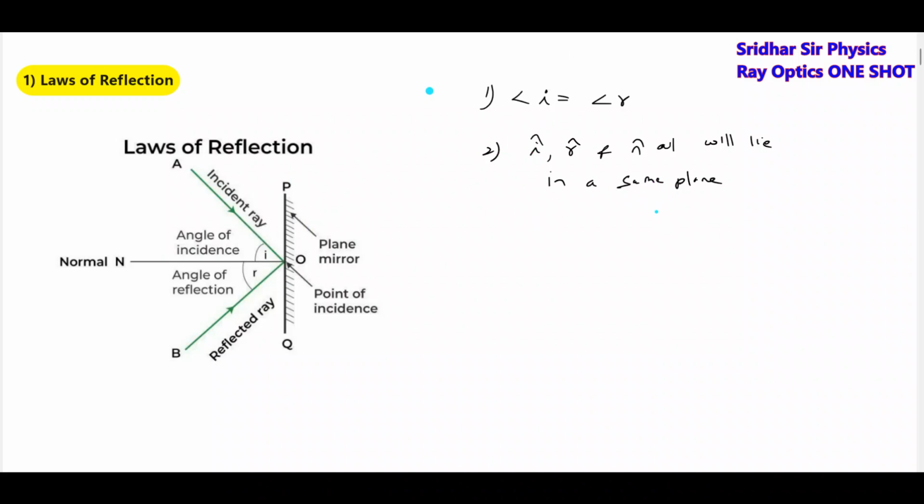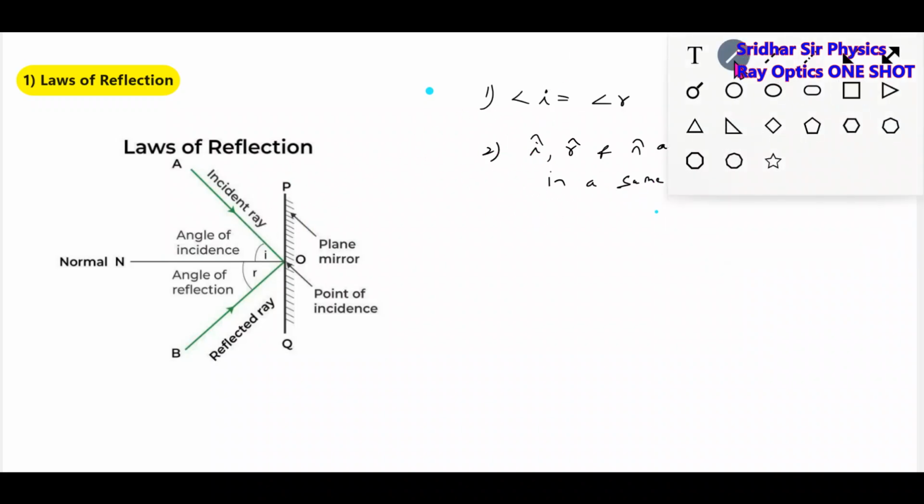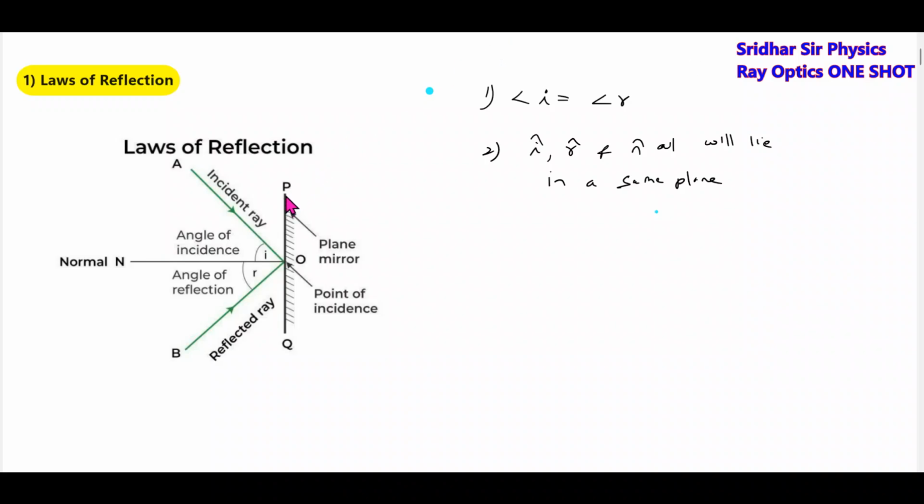So this is a mirror. There's an incident ray. It gets reflected. The angle of incidence equals the angle of reflection. What is the angle of incidence? The angle between the incident ray and the normal, and the angle between the reflected ray and the normal will become the angle of reflection. So what are the laws of reflection? The angle of incidence should be equal to the angle of reflection, and the incident ray, normal, and the reflected ray, all should lie in the same plane. A simple concept which you have to remember.